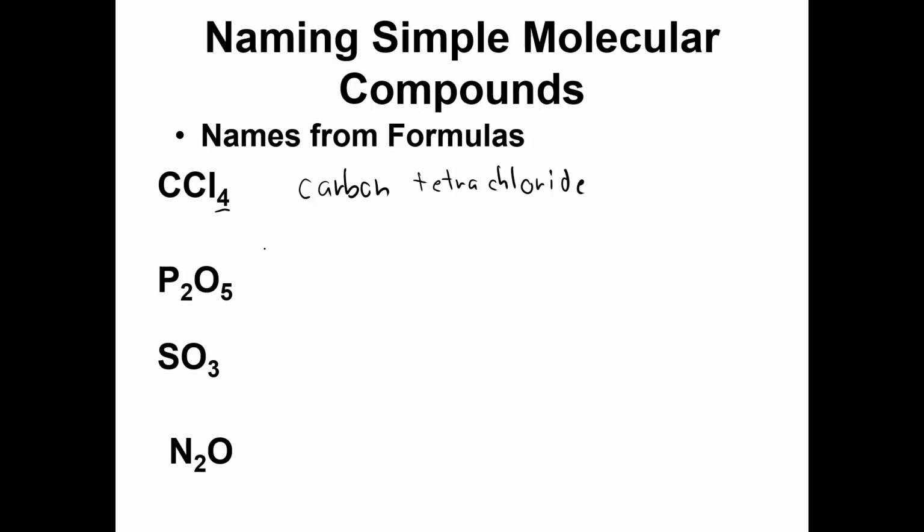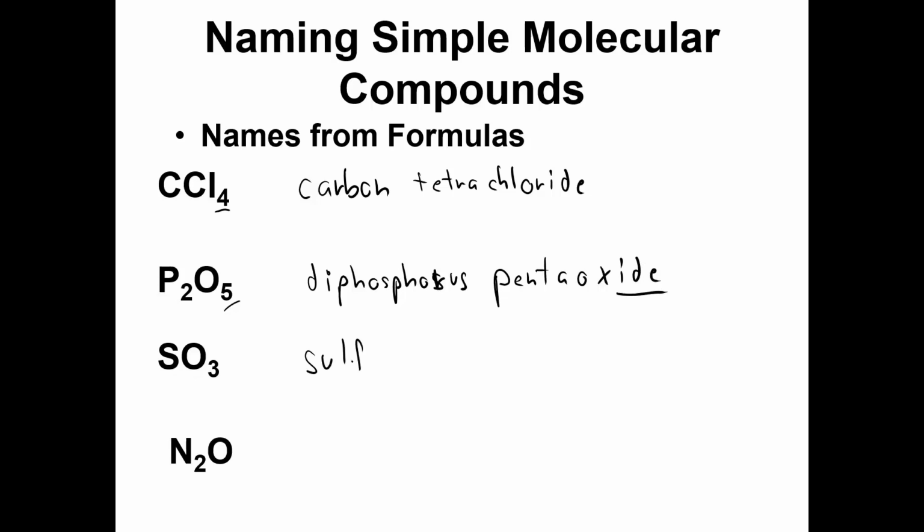Okay. Phosphorus, we have 2 of them, so di-phosphorus. And 5 is penta, pentaoxide. So oxygen turns into oxide. Here's a sulfur oxide. It's a sulfur tri, standing for 3, oxide.